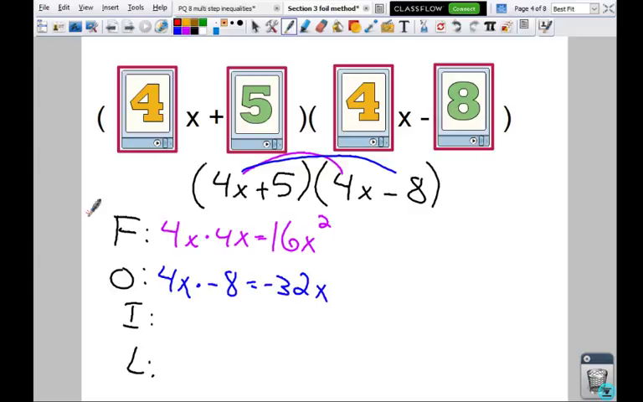The outside by the inside. Yeah. So it'd be 5 times 4x. Yep, 5 times 4x is 20x. And then Lily, for my last, what am I multiplying together? 5 and 8. Don't forget negative 8, but yeah.